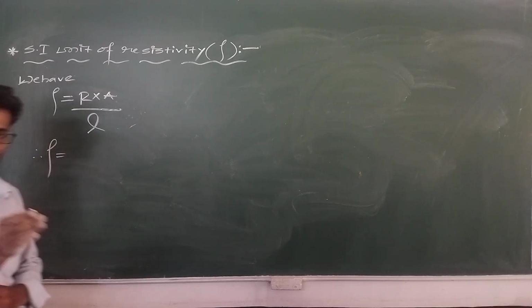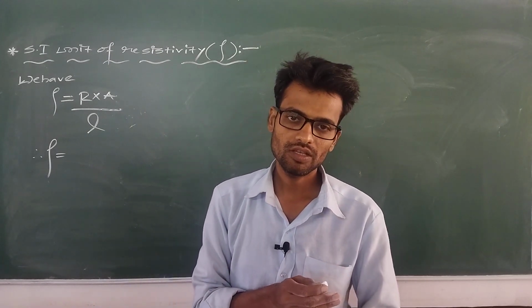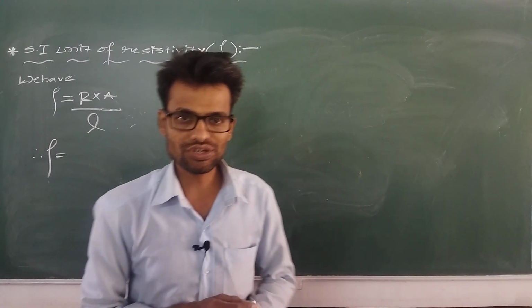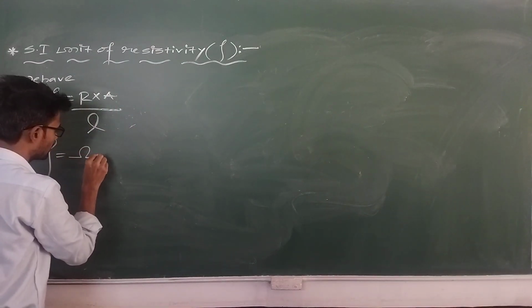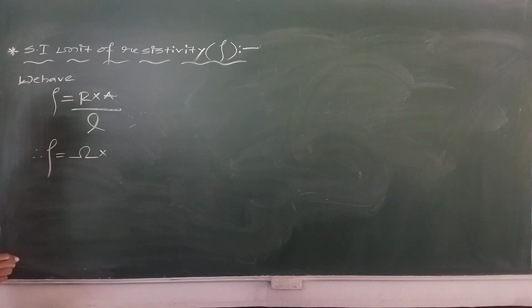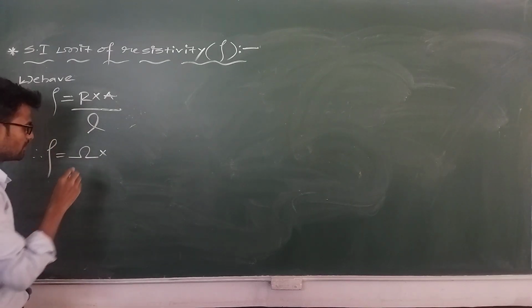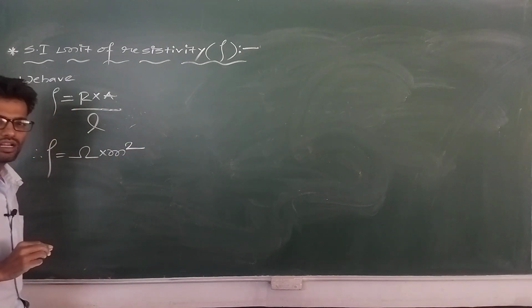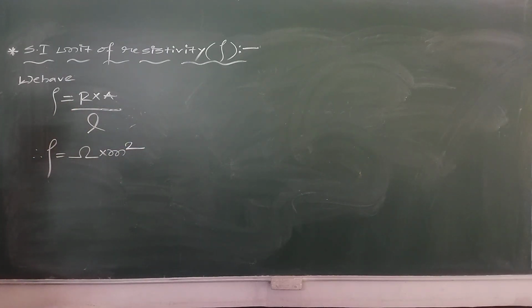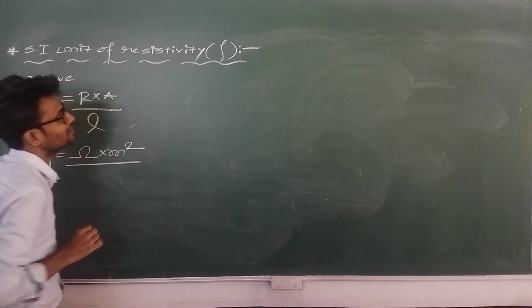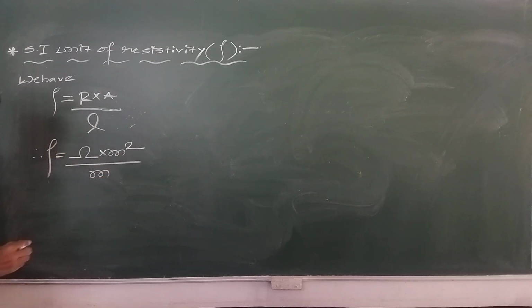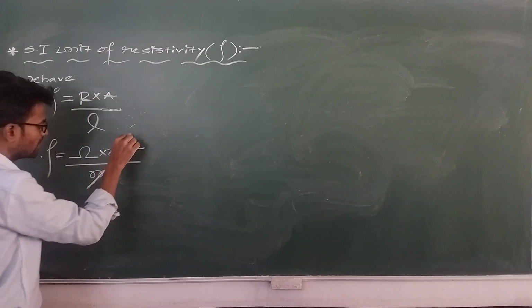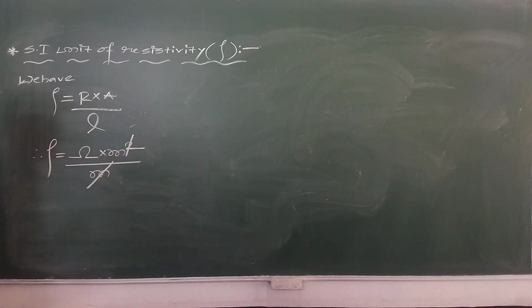Resistance of the conductor is measured in ohm, as you saw in the last video. So I will write ohm here, into area of cross section of the conductor, which is measured in meter square, divided by length, which is measured in meter. So therefore one meter and one meter from meter square get cancelled.